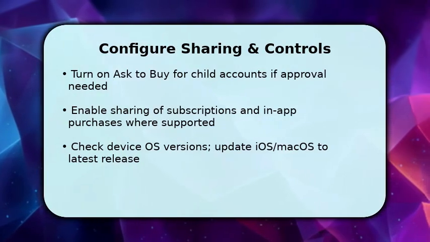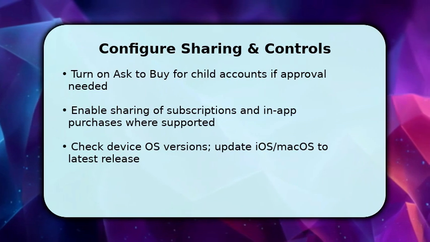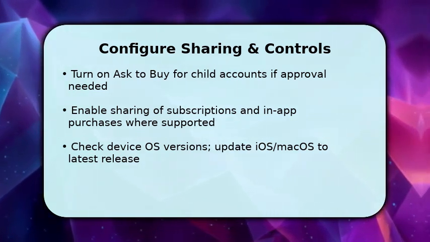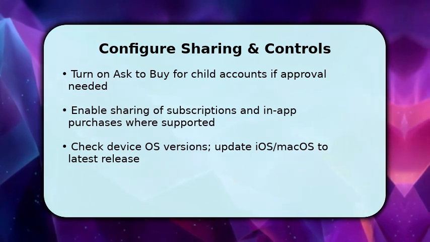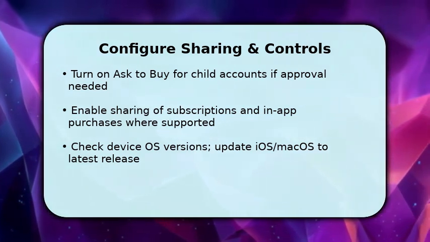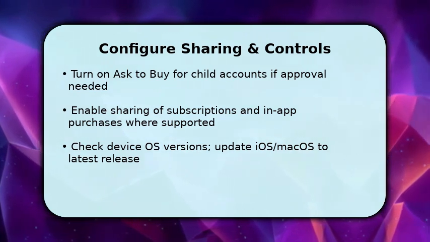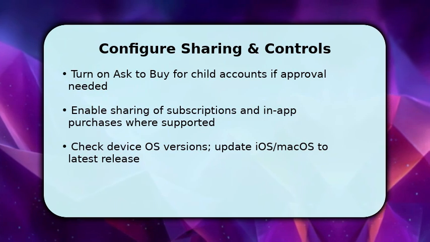Next, configure the controls that govern how purchases flow. In Family Sharing, set Ask to Buy for child accounts so you approve in-app purchases. This prevents unwanted charges. Make sure subscriptions and eligible in-app purchases are allowed to be shared. Some apps opt out, so check the app's sharing policy.